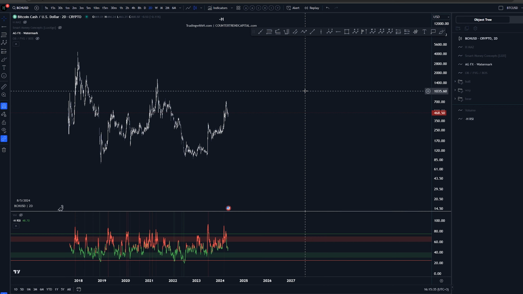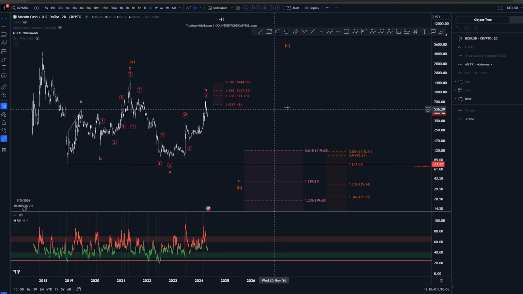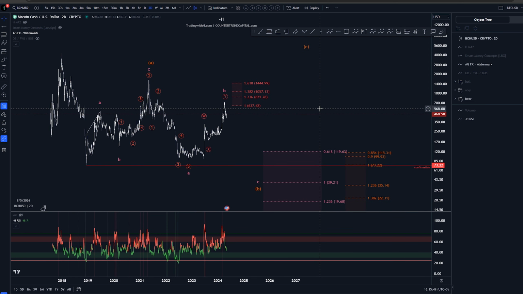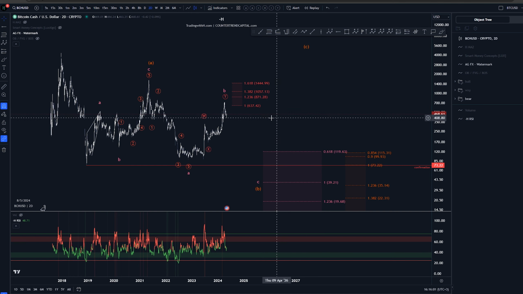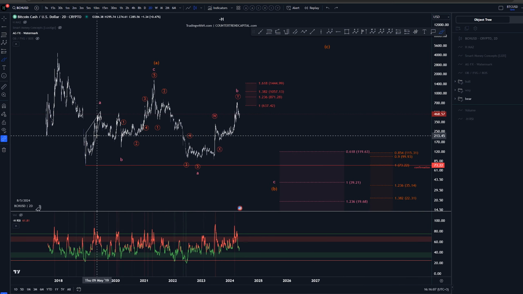But let's get right into the action and reveal one of the counts, which is the bear count. Now, the idea with this is kind of simple. It's an idea of some kind of a flat structure. There is also a possibility of a variation of this, but I'll talk about that in just a moment. In this one, the idea would be that we have a three-wave structure here.